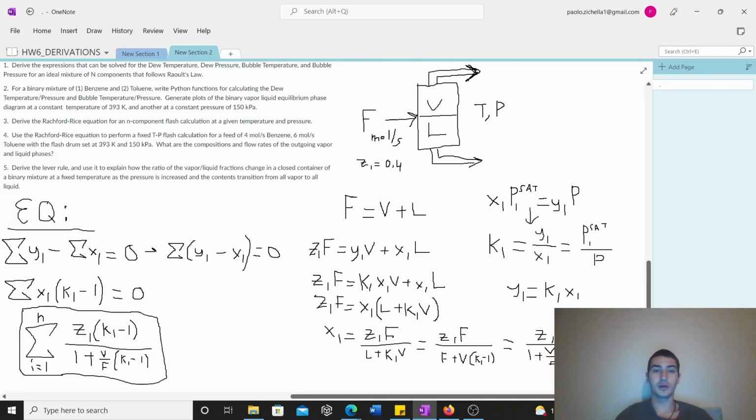Hello and welcome to the fourth part of this series, where now we will be utilizing the derivation that we found here and the Rachford-Rice method and equation to perform a set temperature pressure flash calculation for a feed with given values of 4 moles per second of benzene, 6 moles per second for toluene, and the flash drum set at 393 Kelvin and 150 kilopascals, asking us to determine the compositions and flow rates of the outgoing vapor and liquid phases. So let's go ahead and get started.